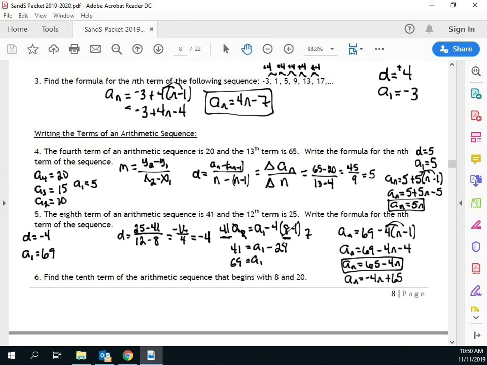Get the same answer. Did I do something wrong? It's plus 4? It is, isn't it? So this should be 73.